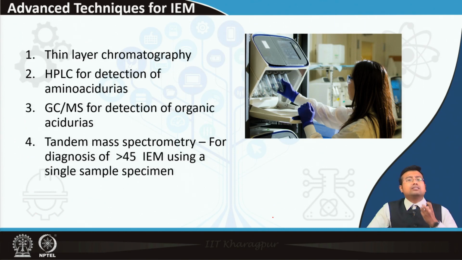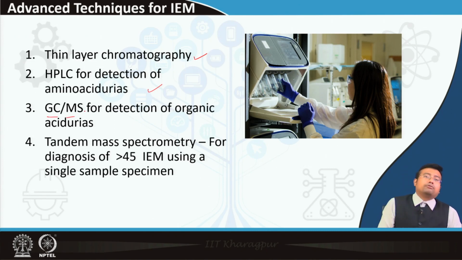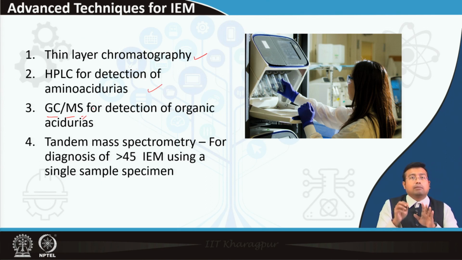So what are the advanced techniques for detecting inborn error of metabolism? Thin layer chromatography, which requires expertise, high performance liquid chromatography, HPLC, for amino acidurias, gas chromatography and MS for detection, mass spectrometry for detection of organic aciduria, and tandem mass spectrometry, which after its discovery in 1998 has revolutionized the diagnosis.